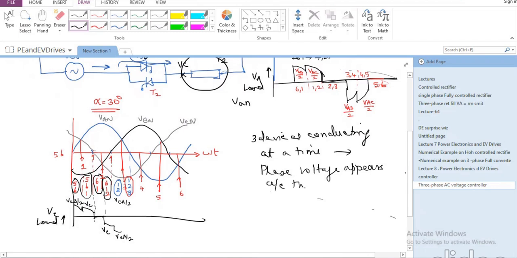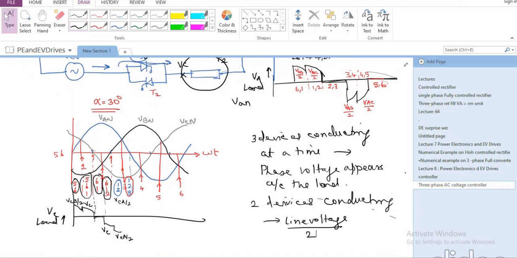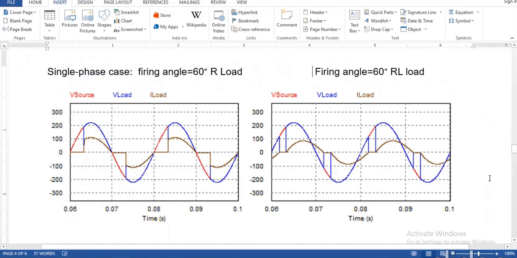Only when two devices are conducting, during that time, the line voltage, whatever appears across both the loads together, divided by 2, appears across each of the loads. So let us try to look at our simulations once again.